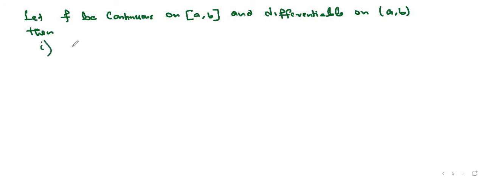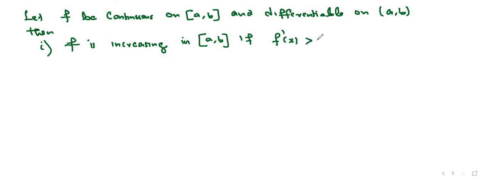One, f is increasing in that closed interval AB if f dash x is greater than 0 for each x element of AB. If the first derivative is positive, we say that the function is increasing. Here we are using derivatives.